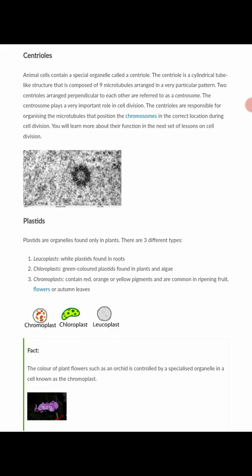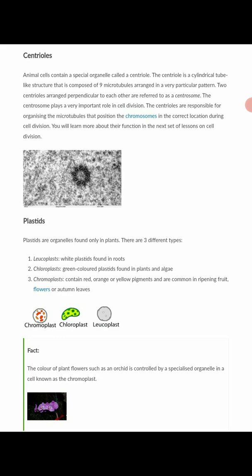The centrosome plays a very important role in cell division. I think that's what we're going to continue in our next class: cell division, mitotic cell division, meiotic cell division. The centrioles are responsible for organizing the microtubules that position the chromosomes in the correct location during cell division. You will learn more about this when we start cell division.